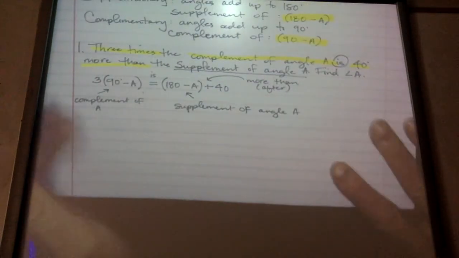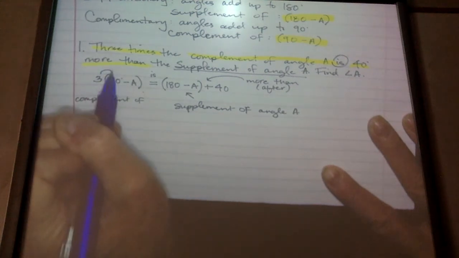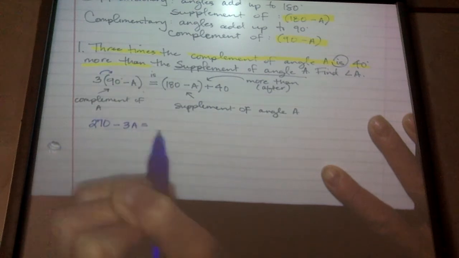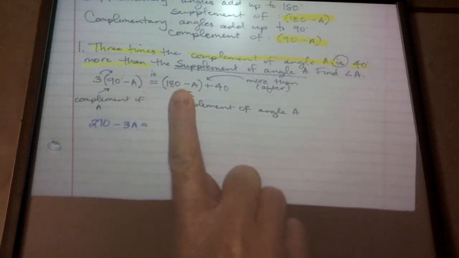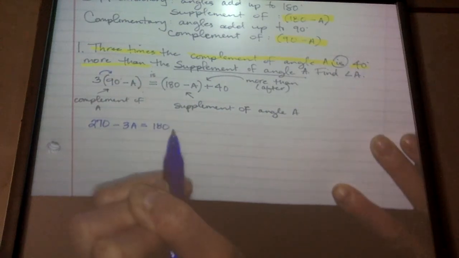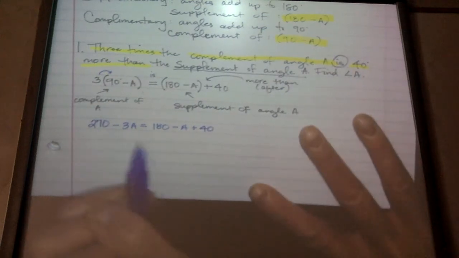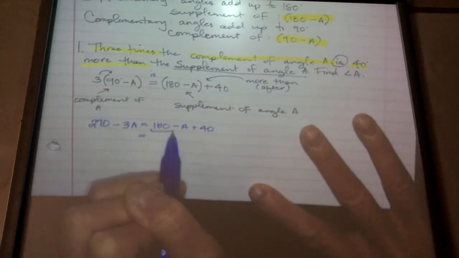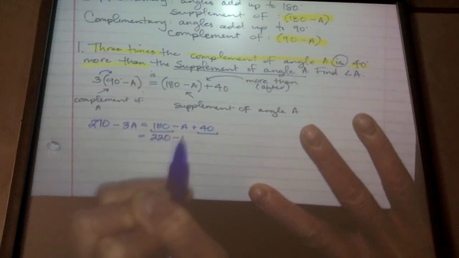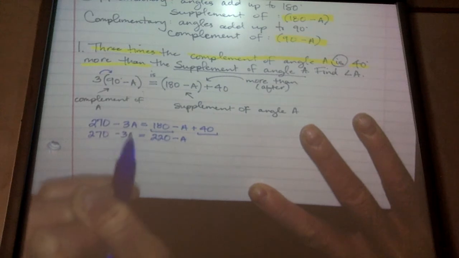So let's simplify. That would be 270, right? 3 times 90 minus 3 times A equals, you can drop the parentheses because there is nothing to distribute. So then I have 180 minus A plus 40. And I'm going to simplify from there. I'm going to combine 180 and 40. So that's 220 minus A on this side, 270 minus 3A this side.